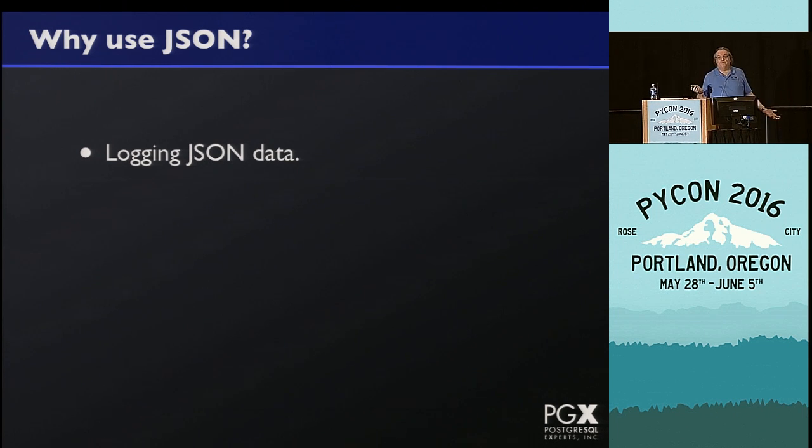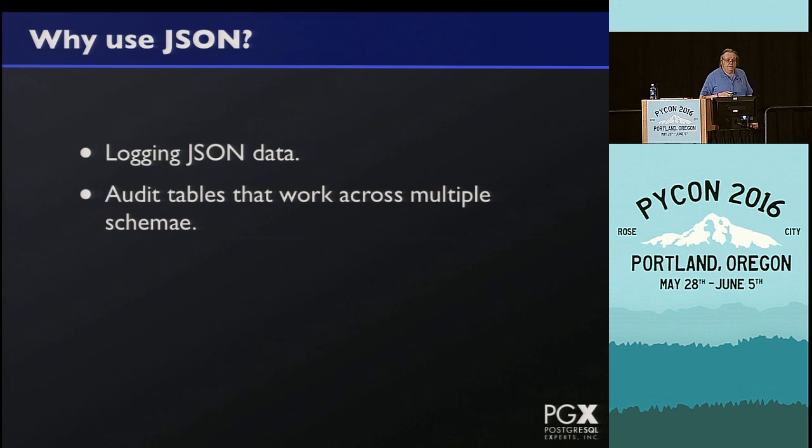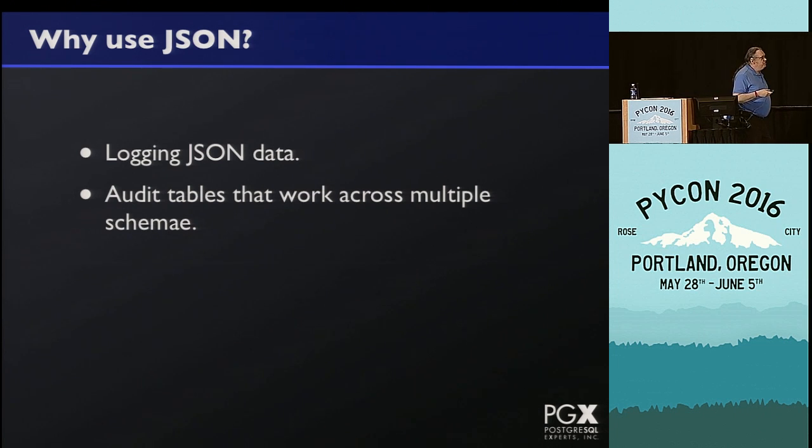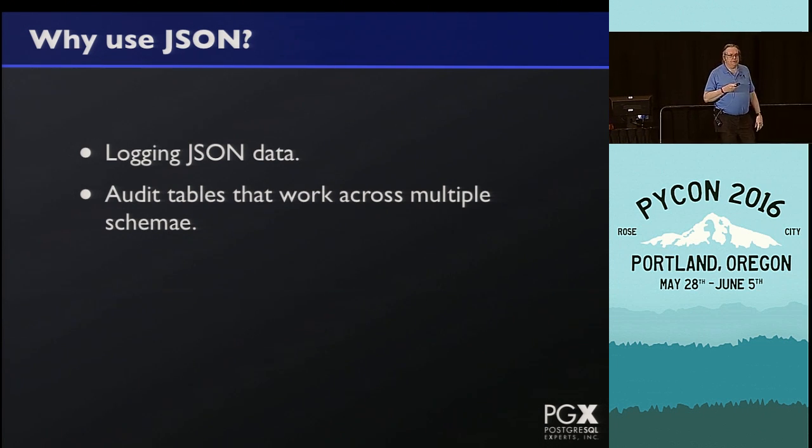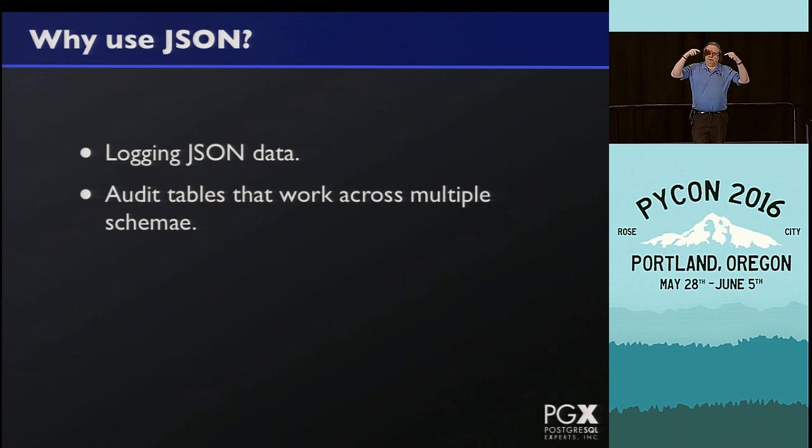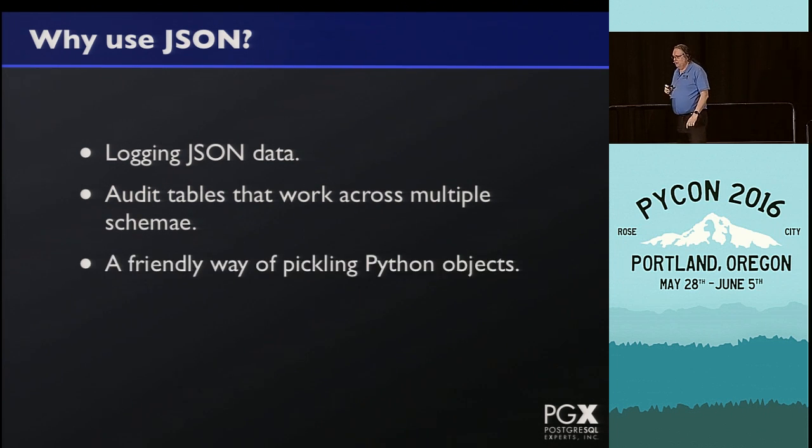So why would you use JSON in a relational database? Well, you're logging JSON data. One really nice use of JSON is you can create an audit table that works across multiple schemas. Audit tables have always had this problem in relational databases that if you have multiple tables all feeding into it, what schema does that singleton table have? And now the answer is it doesn't need a schema. You just use a JSON blob.